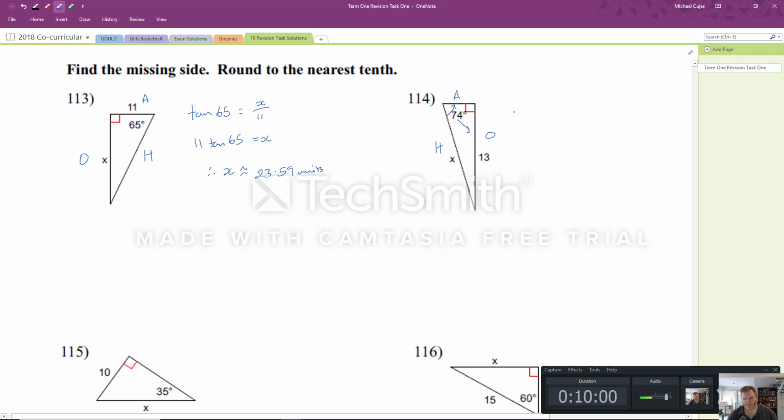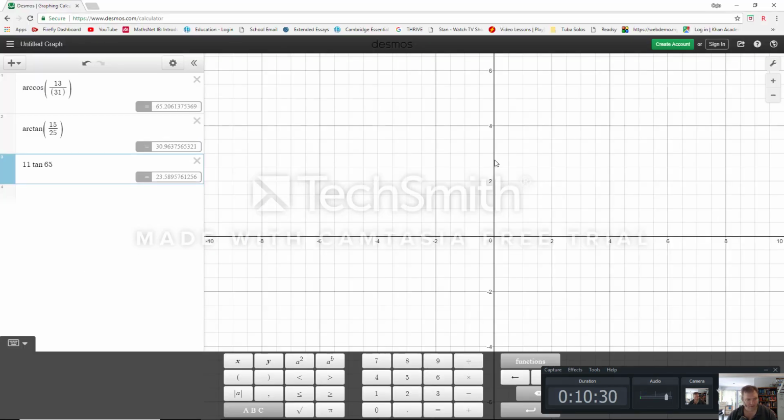So I know the opposite. I'm looking for the hypotenuse. That's sine theta. So sine of 74 equals the opposite 13 divided by the hypotenuse. Now I don't want that x on the bottom, do I? So I'm going to multiply each side by x. X sine 74 equals 13. And finally, I want x on its own. The opposite of multiplying by sine 74 is dividing by sine 74, but you guys knew that already. What's x approximately equal to?